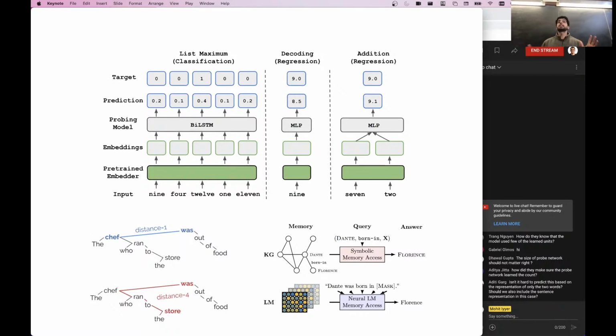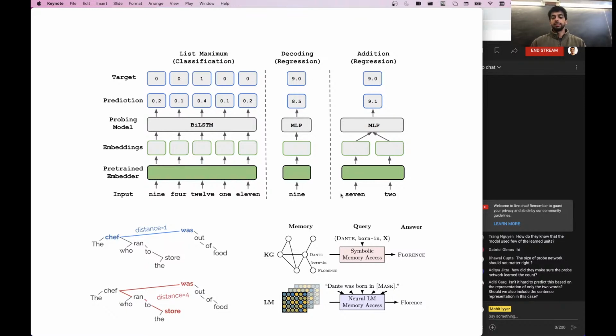Okay, so let's take a look at some other kinds of tasks, and we'll look at these in a little more detail in the rest of the lecture. But for example, one cool thing I could do is probe for numeracy. So whether or not a model like BERT can understand that 9 is larger than 7, or that if I have a bunch of different numbers, 9, 4, 12, 1, 11, 12 is the maximum of these numbers. I could also look for things like, can BERT do addition?